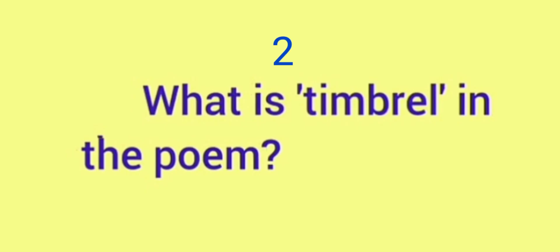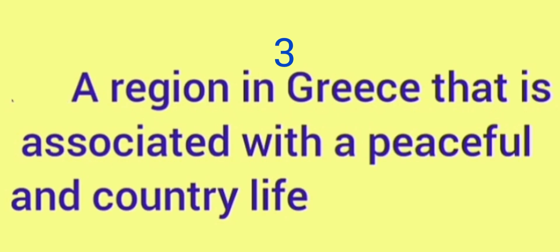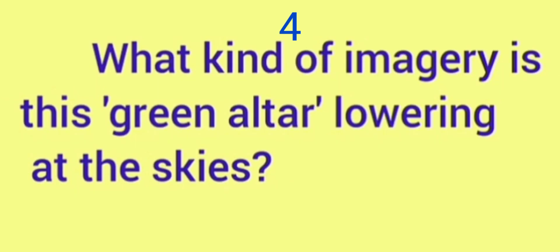poured on a Grecian urn. Second question, what is timbrel in the poem? Third question, a region in Greece that is associated with a peaceful country life. Fourth question, what kind of imagery is this green altar lowering at the skies?